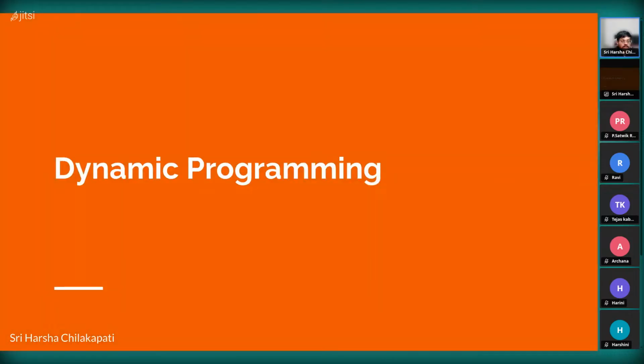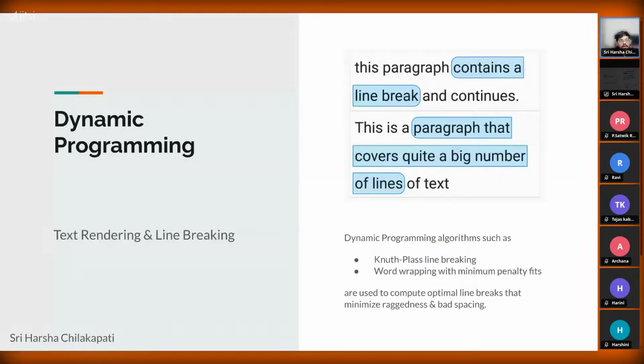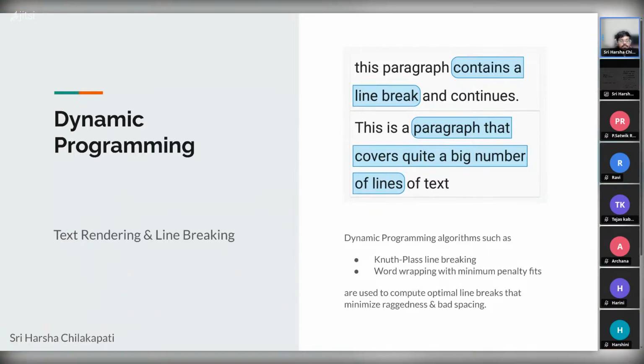Now comes another topic, dynamic programming, and a very good case for dynamic programming is text rendering and line breaking. Let's say you take a mobile phone or a web page. Not everybody has the same screen size. Each and every phone comes with different screens. OnePlus phones have different sizes, other phones have different screen sizes, iPhones have different screen sizes.